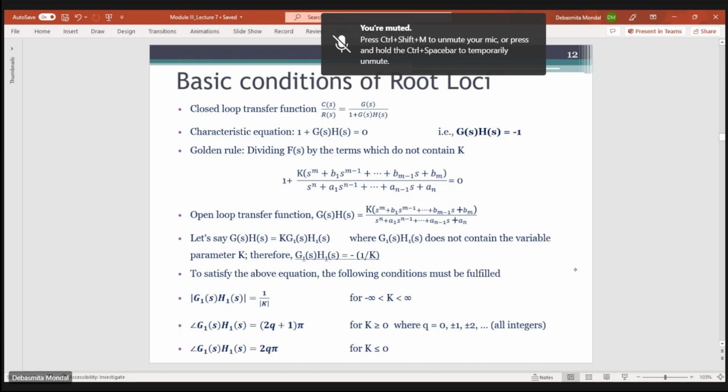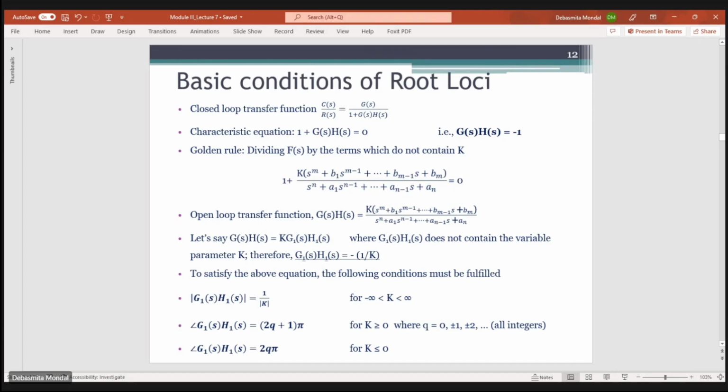Okay, so now let's see what some basic conditions are that need to be satisfied for drawing a root locus. Let's say the closed loop transfer function can be written like this: C(s)/R(s) = G(s)/(1 + G(s)H(s)). So the characteristic equation is 1 + GH = 0, or in other terms, G(s)H(s) = -1.